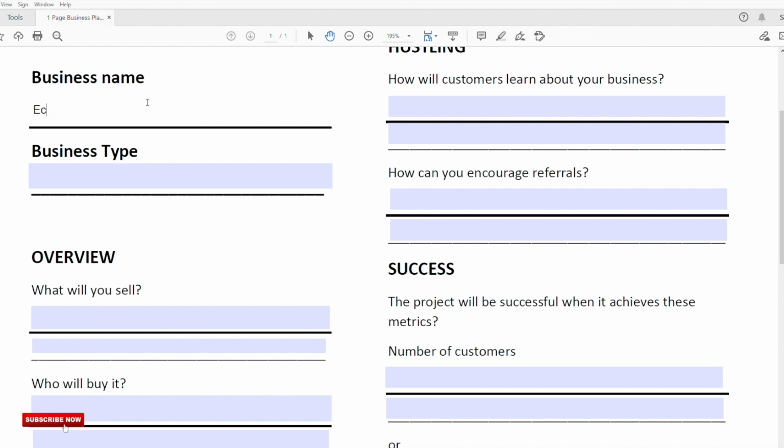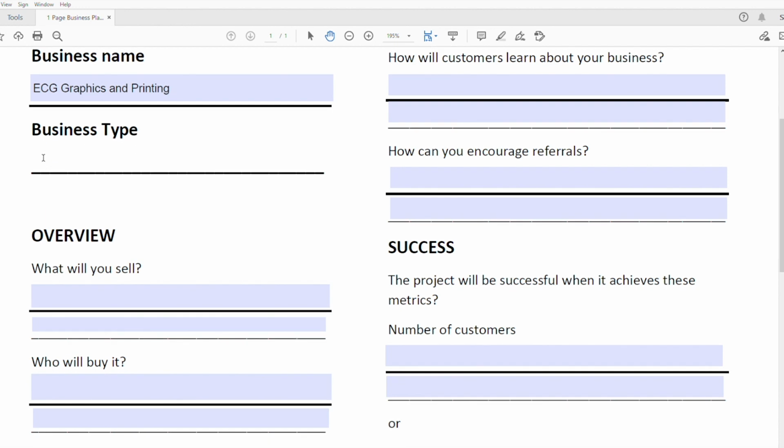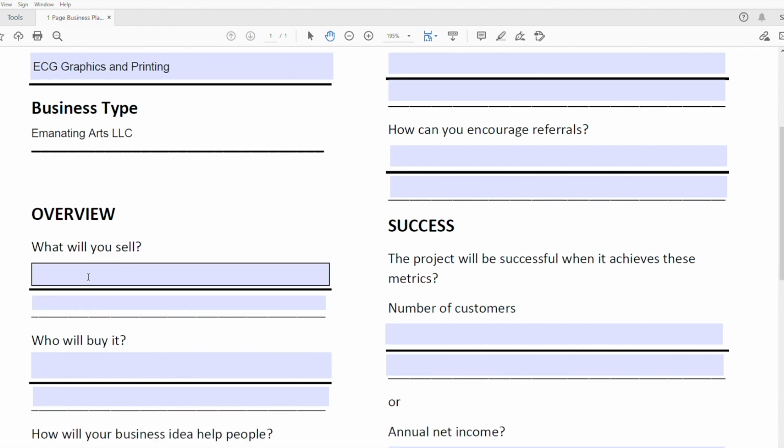Let's say my business name is ECG Graphics and Printing. Okay, so that's the name of my business. The business type is going to be run through my LLC. The overview: what am I going to be selling? I'm going to be selling digital graphics, offset digital, and garment printing. Man, I can't type, guys. I apologize.